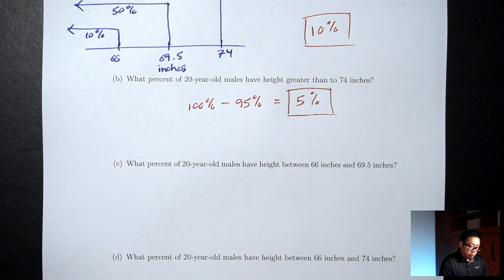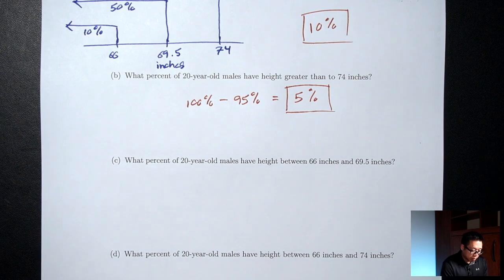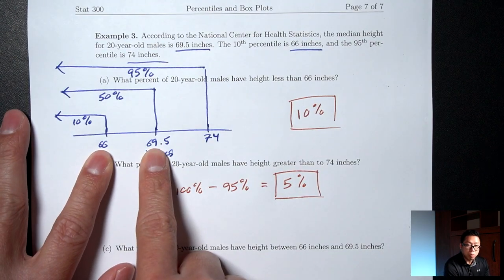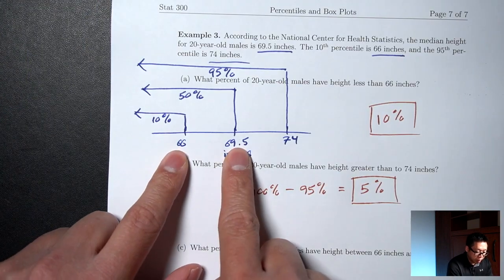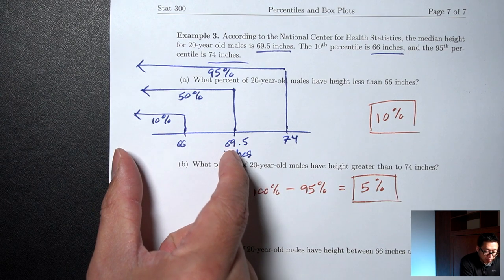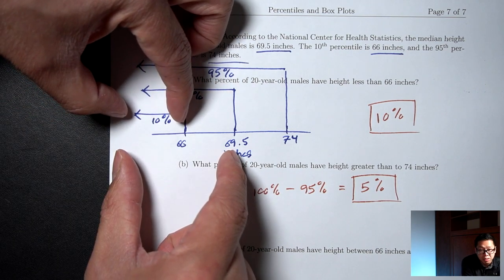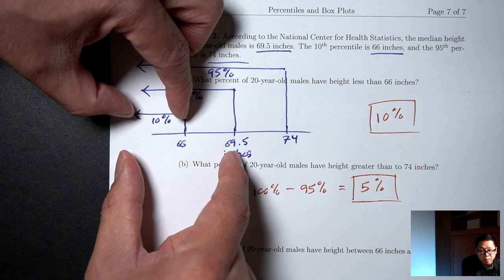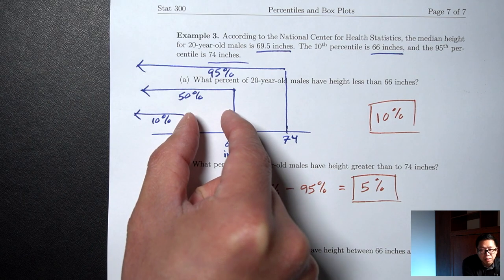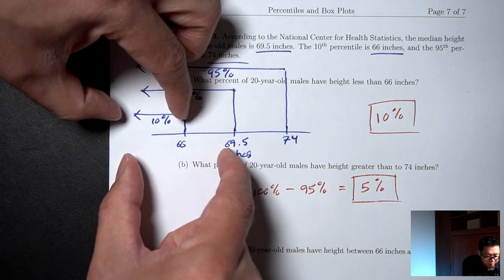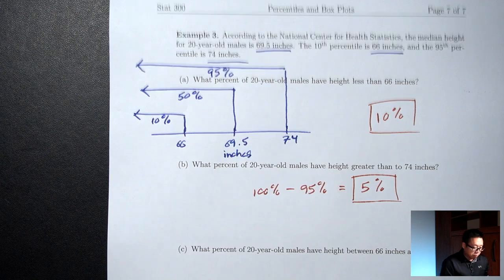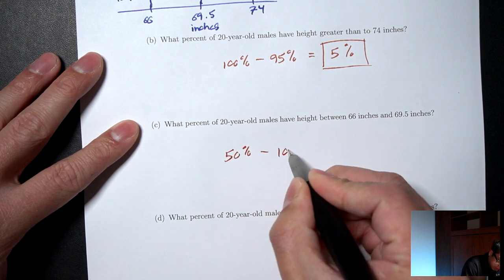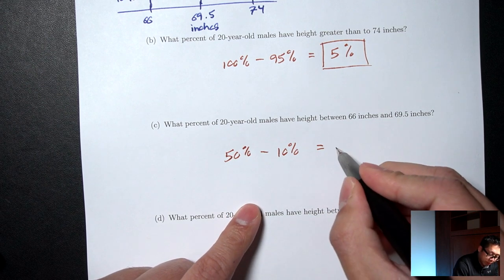Part C. What percent of 20-year-old males have height between 66 and 69.5? So what percent is between? And how would we find it? Well, I know 50% is to the left of 69.5, and I know 10% is to the left of 66, right? If I subtract those, that should give me the percent right there, which is the one I want. So 50% minus 10% will give me the percent in the middle. 50% minus 10% is 40%.